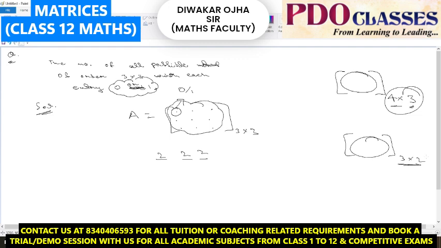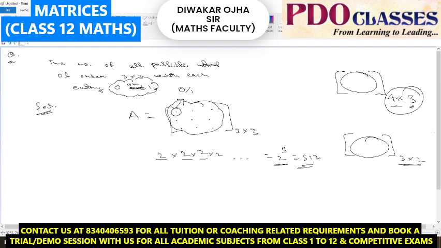3 into 2, 6. So here there are 9 elements, and for every element I have two options. That means 2 into 2 into 2 and so on. How many times? 9 times. That means this will be 2 to the power 9. 2 to the power 9 is what? You can multiply it. This is 512. Clear? Okay, sir.